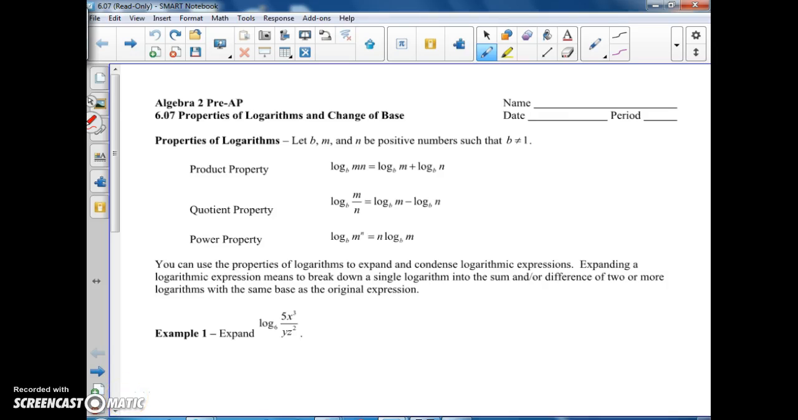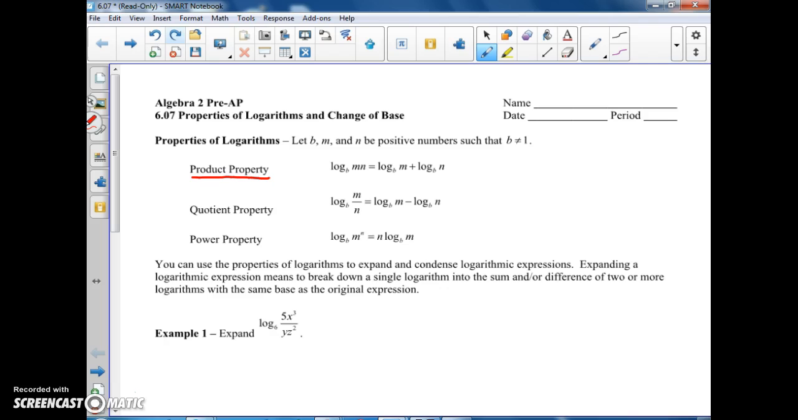You're all like, wow, kind of confusing. Okay, so there are three properties you've got to learn here: the product, the quotient, and the power properties. That's what you're going to learn. All right, so here's the thing. Product means multiply, right? Product means multiply.